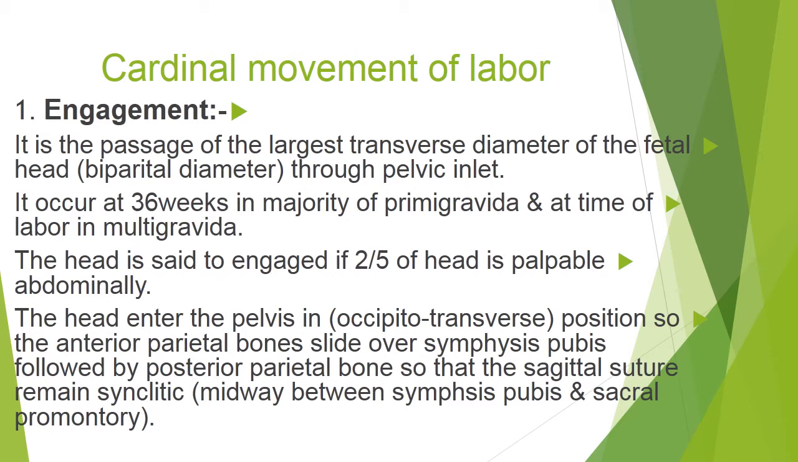What is meant by synclitic? It is midway between symphysis pubis and sacral promontory. And we know the sagittal suture extends from the anterior fontanelle anteriorly to the posterior fontanelle posteriorly. It is the union of the two parietal bones.